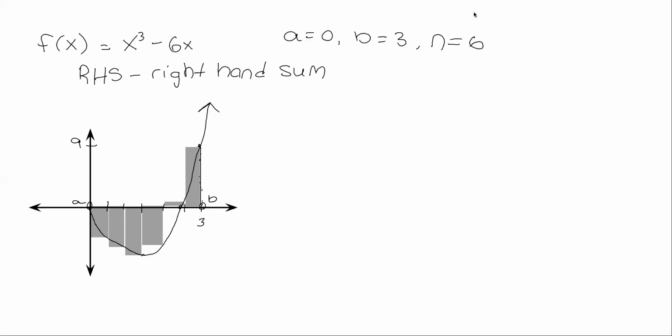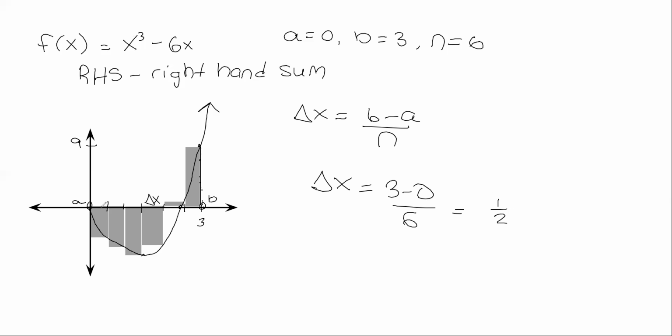So let's see if we can get an approximation for what we think this is. But before we continue, we want to decide delta x. Delta x is just the base of a rectangle, and they're all going to be the same. All 6 of them are going to have delta x as the base. So we can quickly find out what delta x is. Delta x is just b minus a over n. So we have 3 minus 0 over 6, and that is just going to be positive 1/2. So every rectangle just has a base length of 1/2. All 6 of them have the same base.